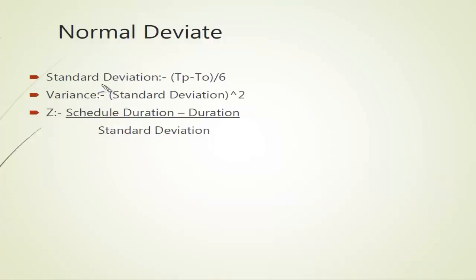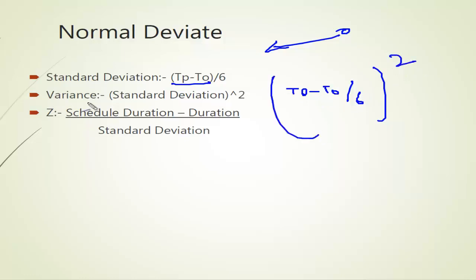Now the formula for standard deviation is TP, pessimistic time, minus TO, optimistic time, divided by 6. And the variance tells us how much the values are going far away from some median, how far the values are going away from that. That actually gives the variance. It is the standard deviation which we calculated here, that is TP minus TO divided by 6, and you have to raise it to the power 2 to get the variance.